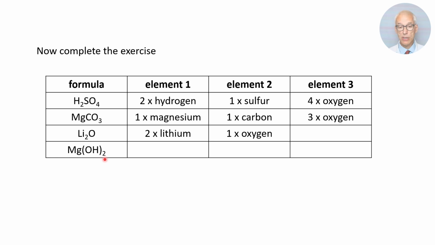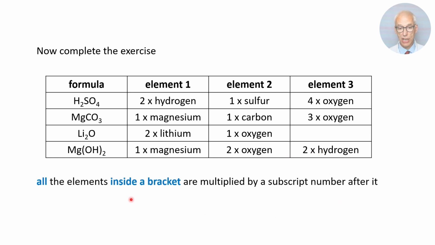We've got a subscript 2 multiplying everything inside the bracket. So we have 1 magnesium, but oxygens inside the bracket, so 2 oxygens. We've got hydrogen inside the bracket, so the 2 multiplies the hydrogen as well, so 2 hydrogens. So the rule is that all elements inside a bracket are multiplied by the subscript after it.